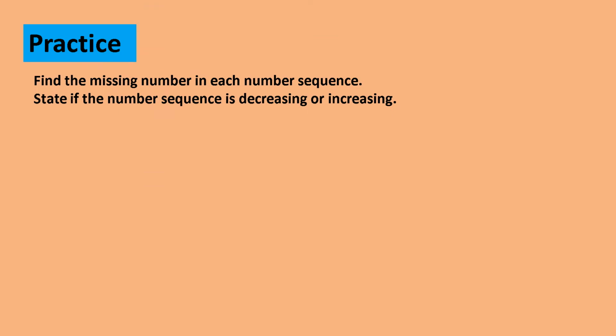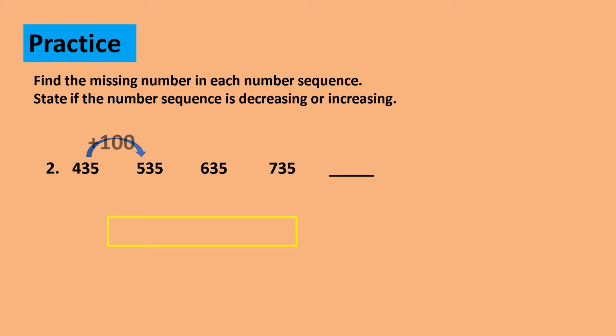Okay, let us have some more practice. How about this series of numbers? What is the number sequence? Is it decreasing or increasing? Okay, let us do it together. The first number is 435. It went up to 535. So that means the sequence is increasing by how many? 100. That's right. So the next number is 635. It also increases by 100.